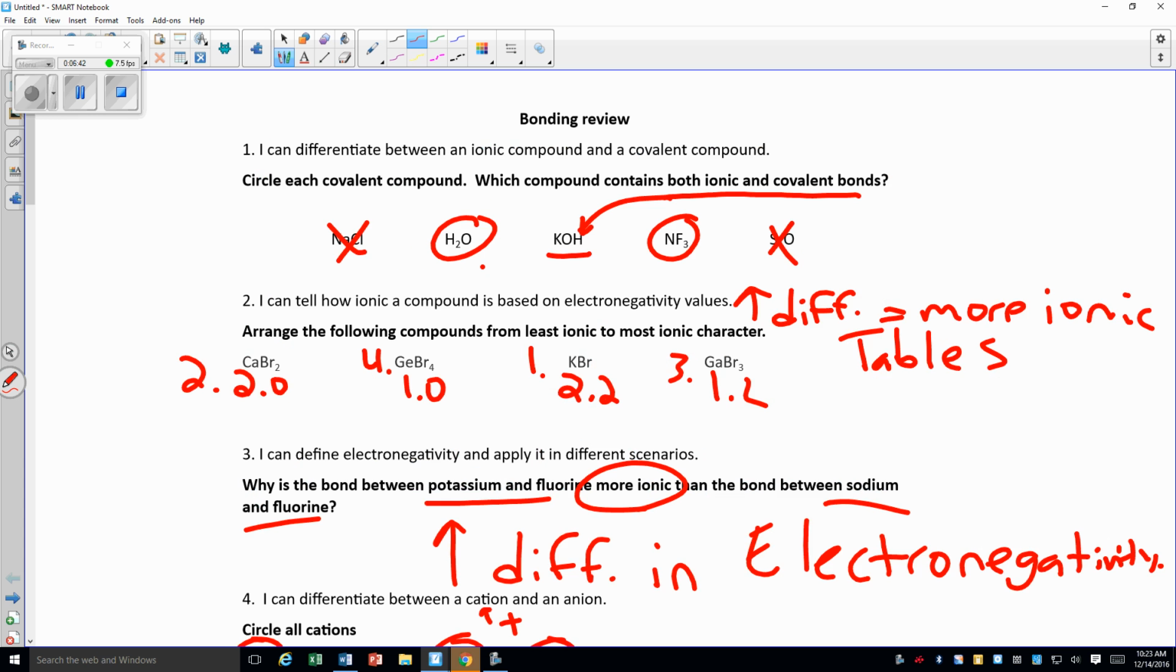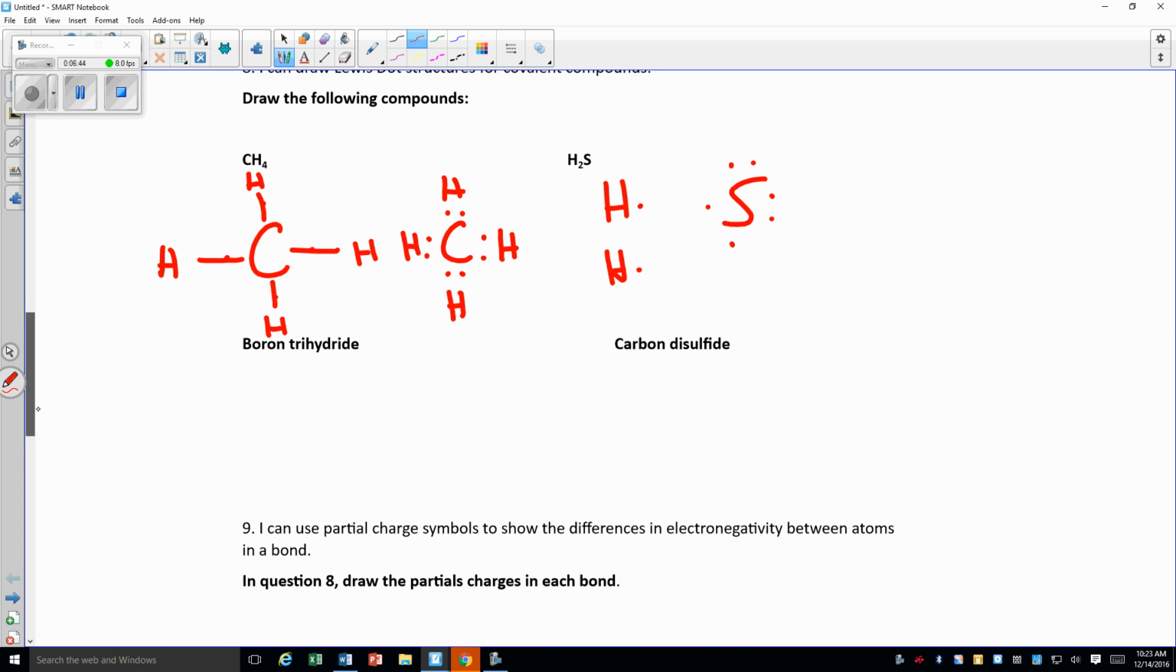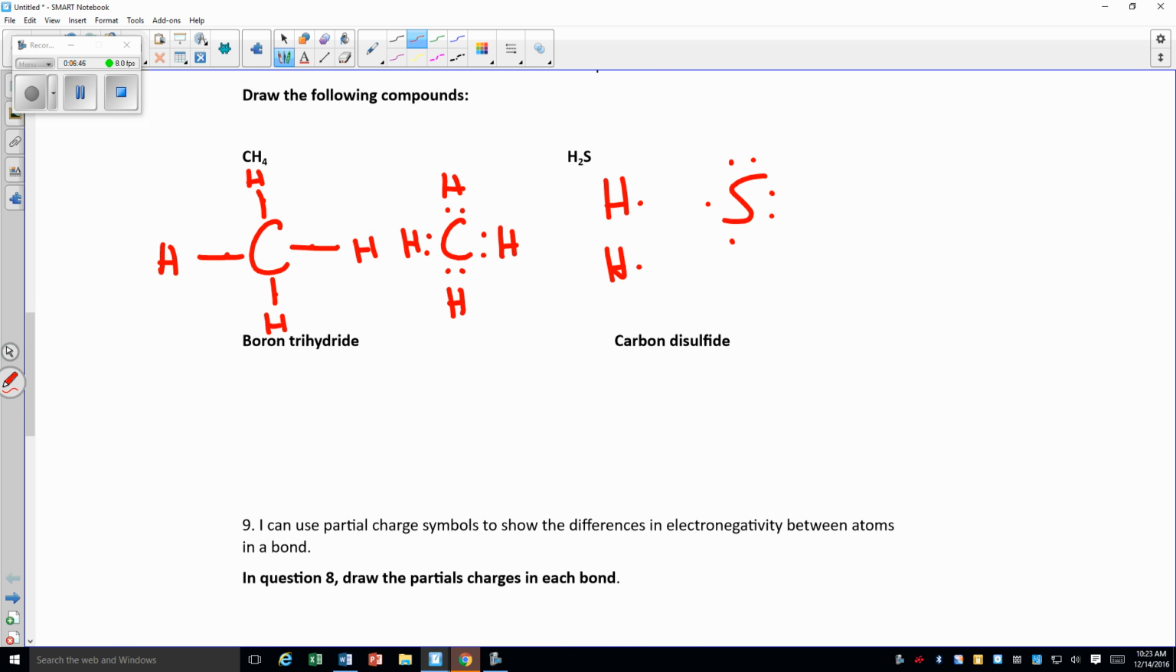All right, so back here, scroll back down. Sulfur has 2 to share, so it's going to share those 2, which means you can also draw it like that. All right, boron trihydride.